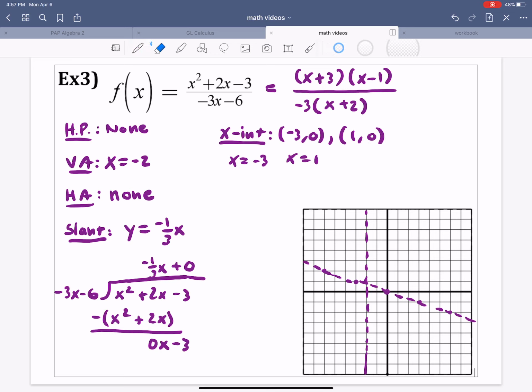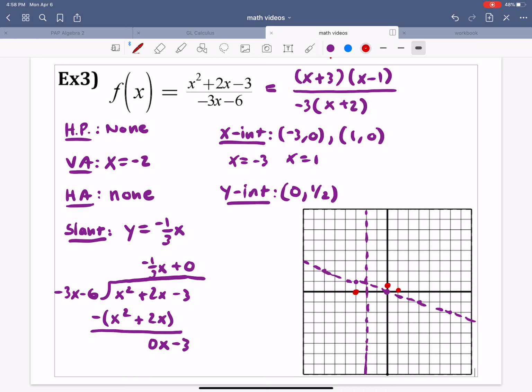So let's plot those on our graph. So we said (-3, 0) and (+1, 0). Okay. Now we're going to find the y-intercept. Let's find the y-intercept and see what we have. For the y-intercept, you make all the x's that you see 0. So this goes away, this goes away, this goes away. What you'd have left is -3 over -6, which would be +1/2. So our y-intercept is going to be (0, 1/2).